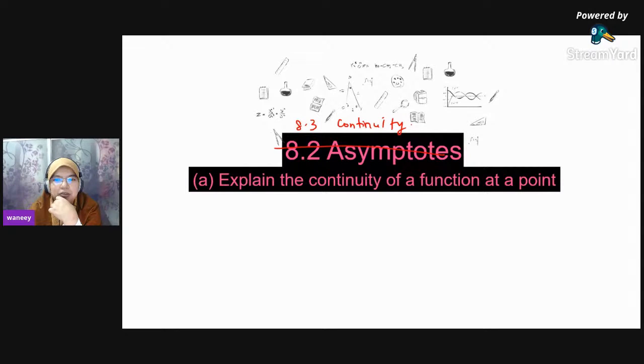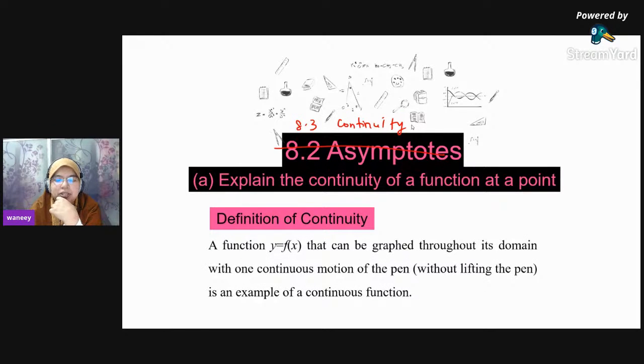Okay, so explain the continuity of a function at a point. So what is the definition of continuity? A function y equal to f(x) that can be graphed throughout its domain with one continuous motion of a pen without lifting the pen is an example of a continuous function. Okay, so let us do this together. So make sure you hold a pen. So what do we need to do? It's like free form. Try to draw something.